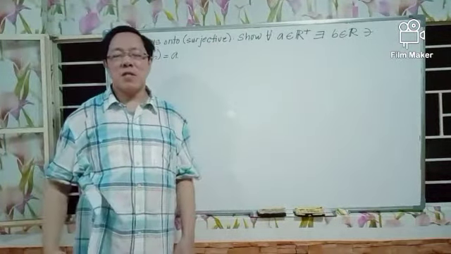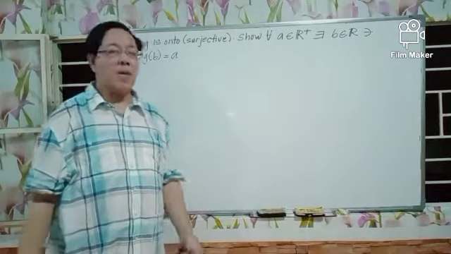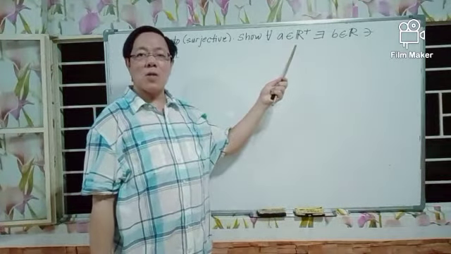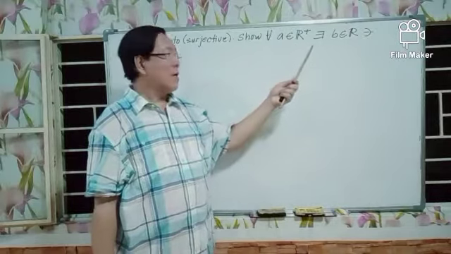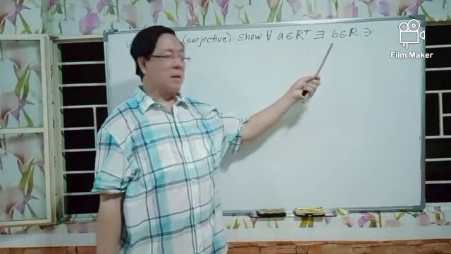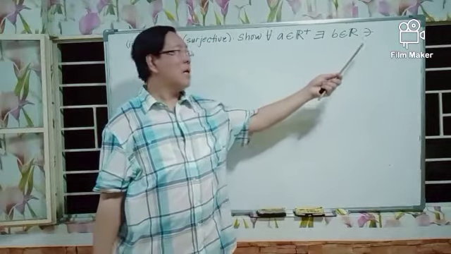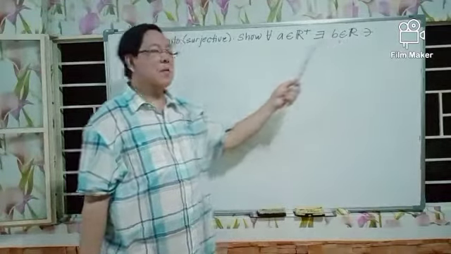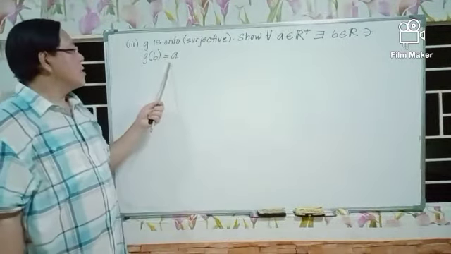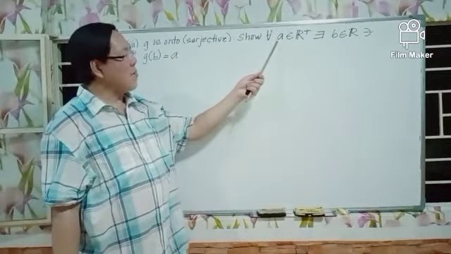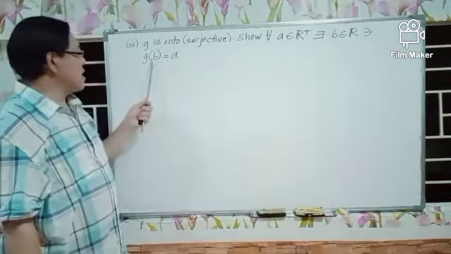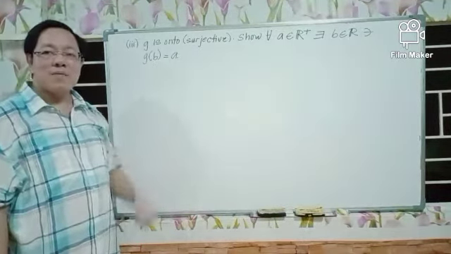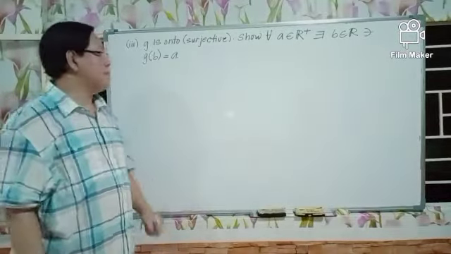To show that the function is surjective, you start from the codomain, R plus. And you show that for each A element of R plus, there exists an element B of the set of real numbers, the domain, such that the image of B is equal to A. This means that every A element of R plus is an image of some element B of the domain, the set of real numbers R.